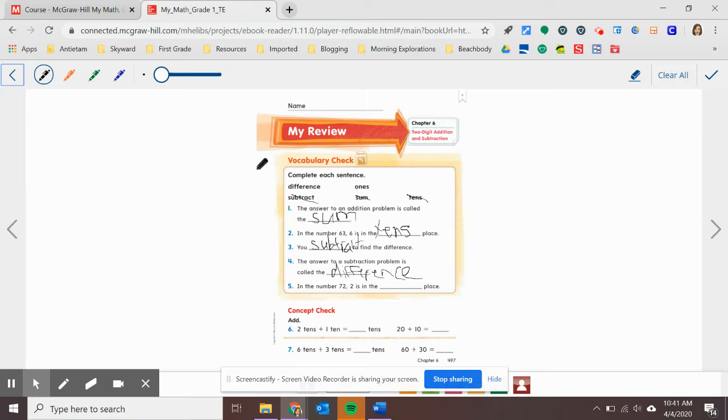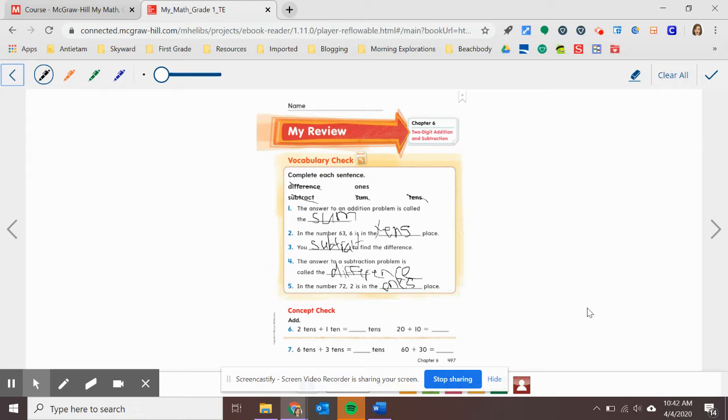And then number 5 says, in the number 72, 2 is in the blank's place. Well, we only have one word left, so it must be the word ones. Let's make sure it makes sense. In the number 72, 2 is in the ones place. Oh, thank goodness, it does make sense. So we're going to write the word ones on our line. So there we go. Now we reviewed all of our vocabulary. Make sure you have all of your words written onto the lines. Now we're going to be moving down to number 6.